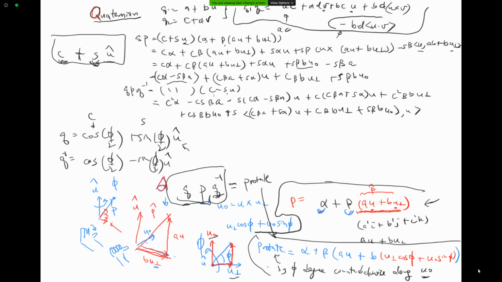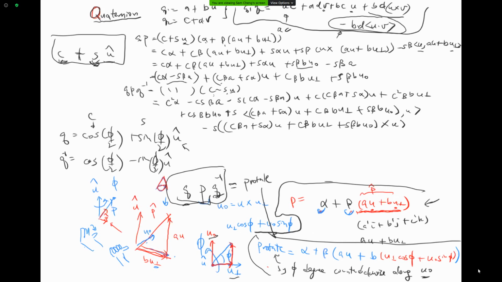So I also have the cross product term. It will be this guy cross with this, so I have a minus sign here: S C B A, maybe I didn't copy the whole thing, S alpha U plus C beta B U perpendicular plus S beta B U naught, the whole thing cross with U. I don't have an angle bracket here, so I just have curly brackets. I should be able to cancel lots of stuff, but let's see.